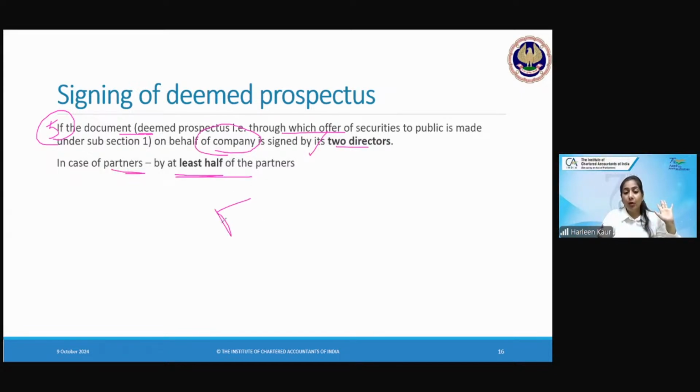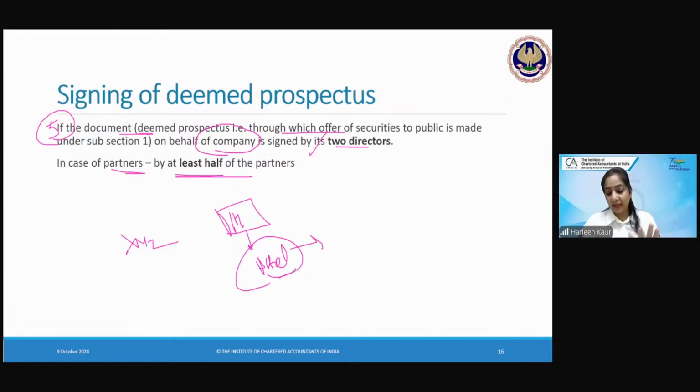So if you're issuing house, so this is a company, XYZ company. There is an issuing house. Now let's assume this issuing house is A Limited. So it's a company. Issuing house is a company, A Limited. How many directors shall be signing the document? If A Limited is the issuing house, how many directors shall be signing the deemed prospectus? Tell me.